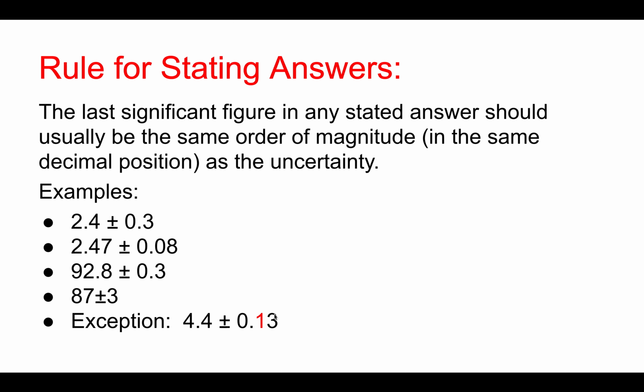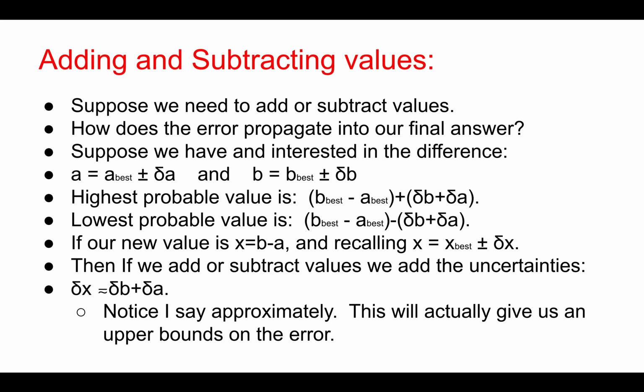Okay, so now, let's say we're adding and subtracting values with uncertainties. How do we add or subtract these uncertainties? How do we propagate this error into our final answer? So let's say we have 2 values, A and B. So we have A best plus or minus the uncertainty in A. B is B best plus or minus the uncertainty in B.